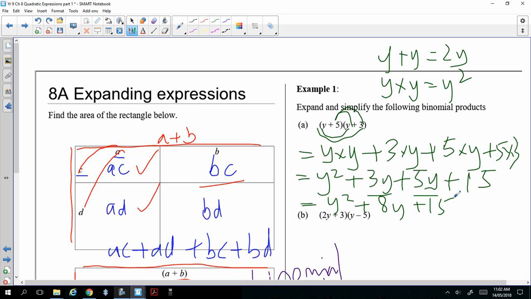Right, got it? And it's very easy when you use the arrow. Have you all done this?